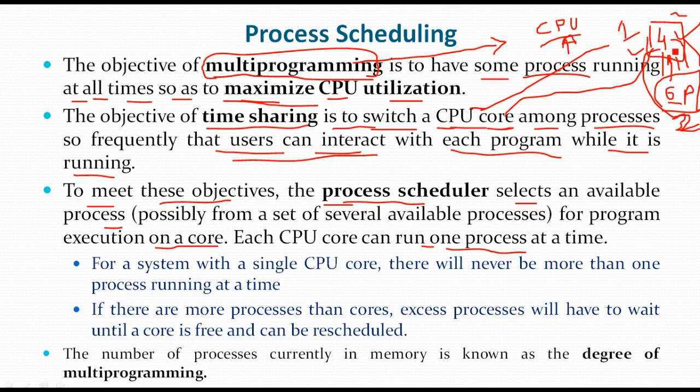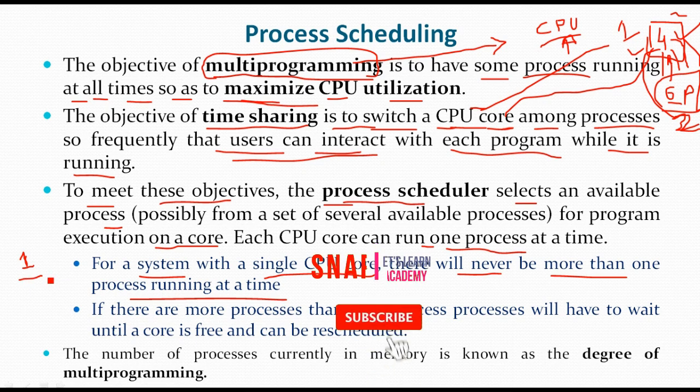Now, for a system with a single CPU core, assume that we have only one core. Physically it is one CPU, and logically also only one CPU. So there will never be more than one process running at a time. Means we cannot run more than one program at a time. Only one process runs in a single CPU core. That is the meaning of this point.